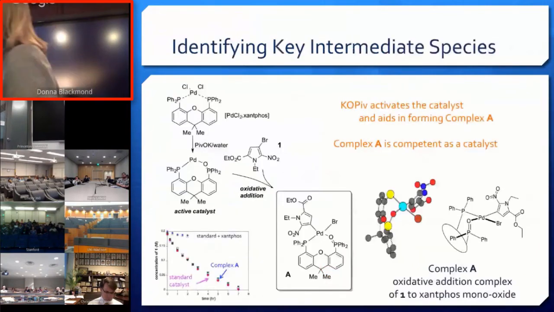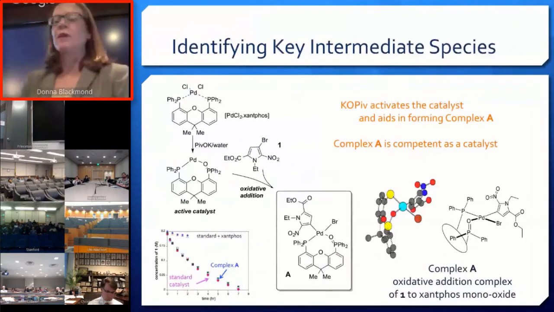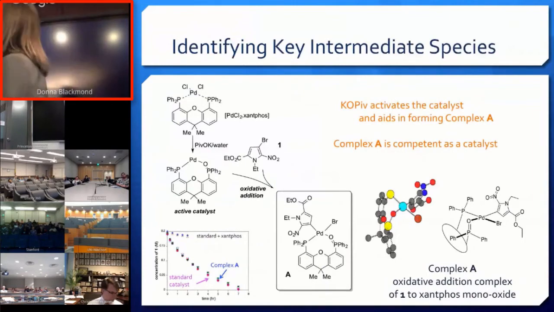Okay, so this is the start of trying to build the mechanism. Up at the top left, we've got the palladium Xantphos, which with the pivalate gets oxidized. So now we have a palladium which has one palladium phosphorus bond and a PO bond. And then we can do oxidative addition to this to make our complex A, which is what's in the box there. So that's what we know so far.